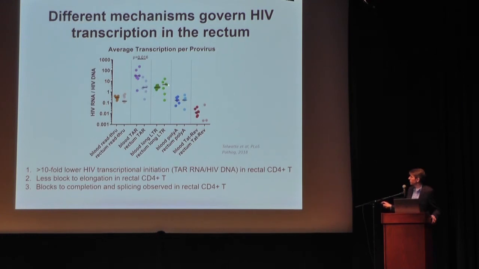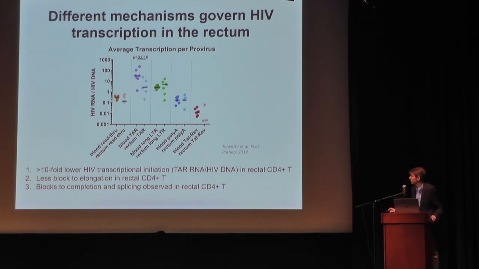And in fact, there's little difference in the gut between elongated and initiated transcripts, suggesting there really may not be much of a block to elongation in gut CD4 T cells. At the same time, I'll say that we did similar studies in intact biopsies, and there we do see a difference between initiated and elongated transcripts in the gut. So it may depend on what type of cells you're looking at.